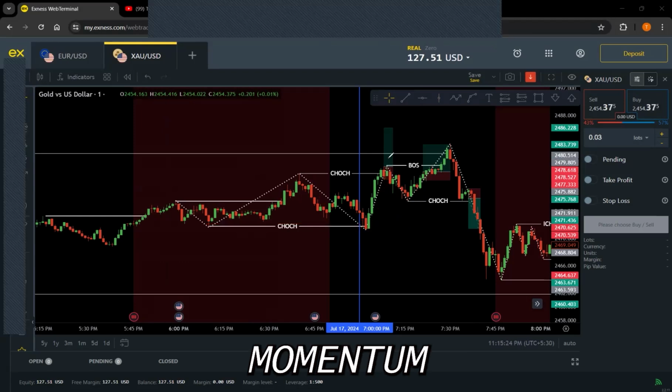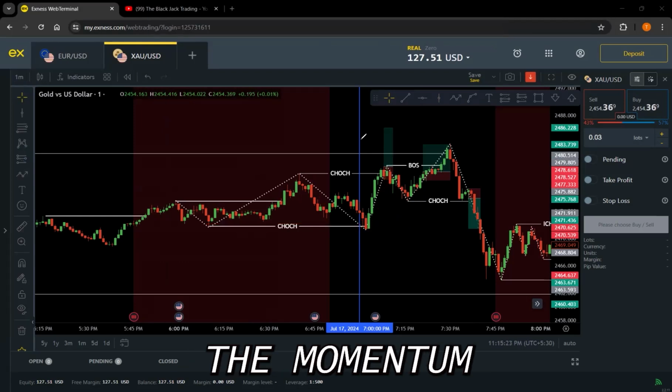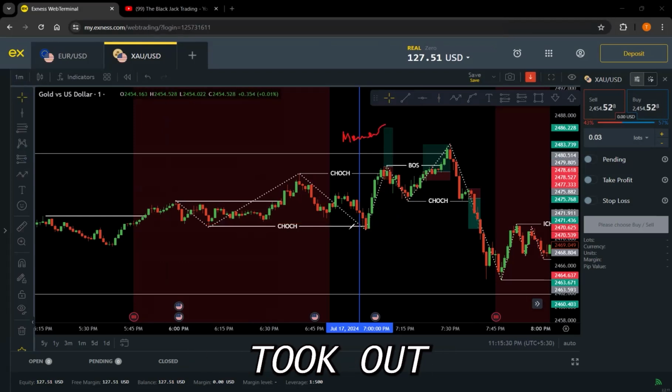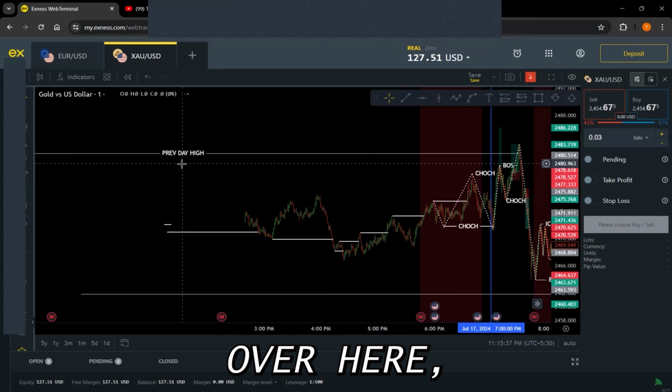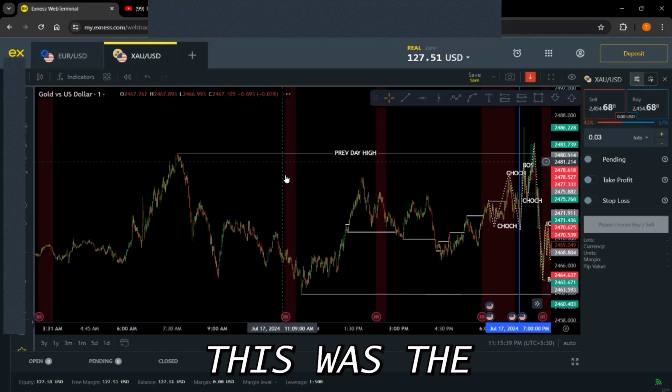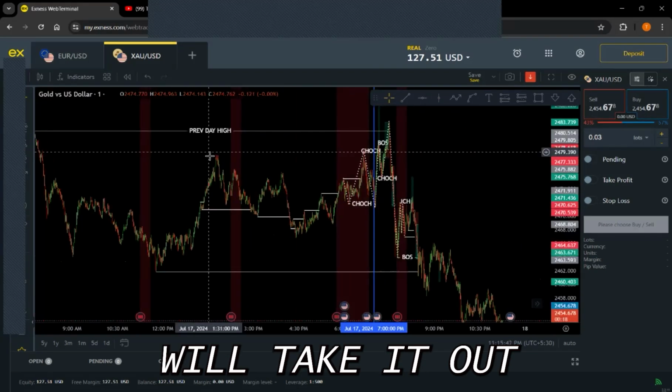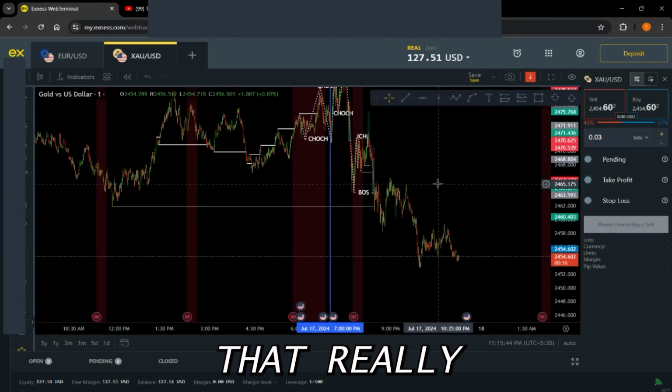So this was my first momentum based trade in the market. Why? Because once the price took out the downside liquidity, it is highly probable that the price will take out the upside liquidity in the market. I've also marked this major line over here. This was the previous day high, which I was expecting the price to take out, and then the price will go towards the downside, and that really happened.